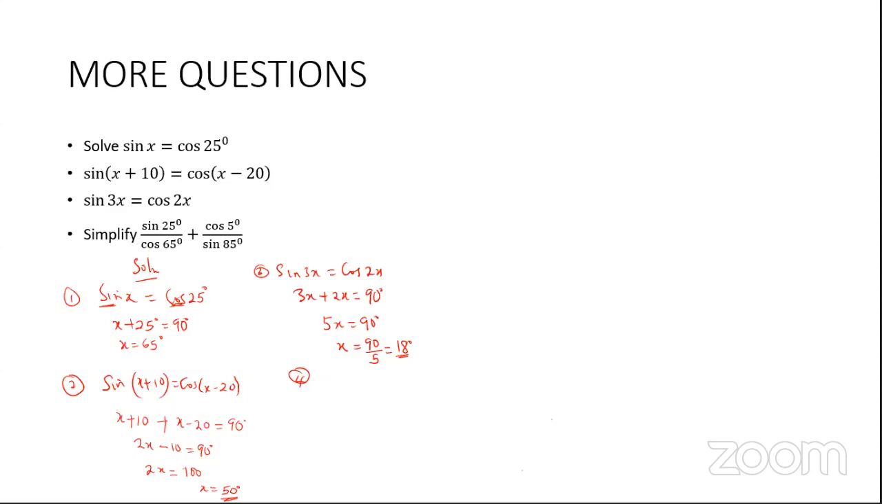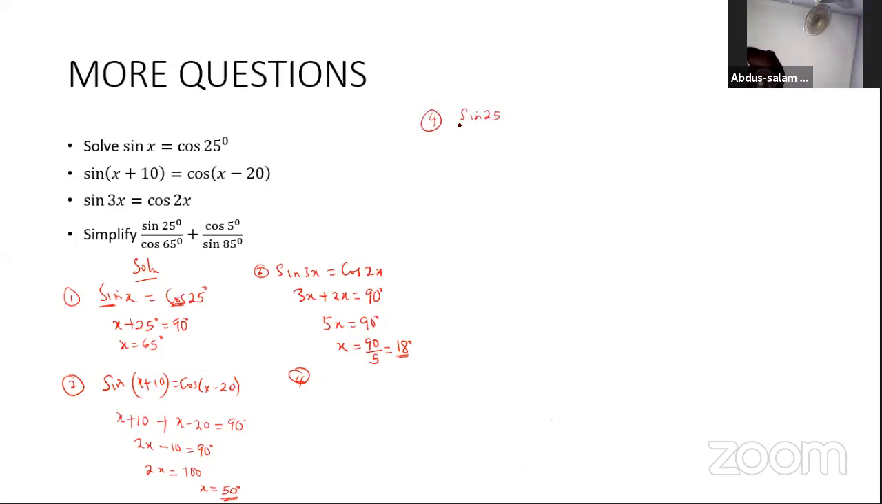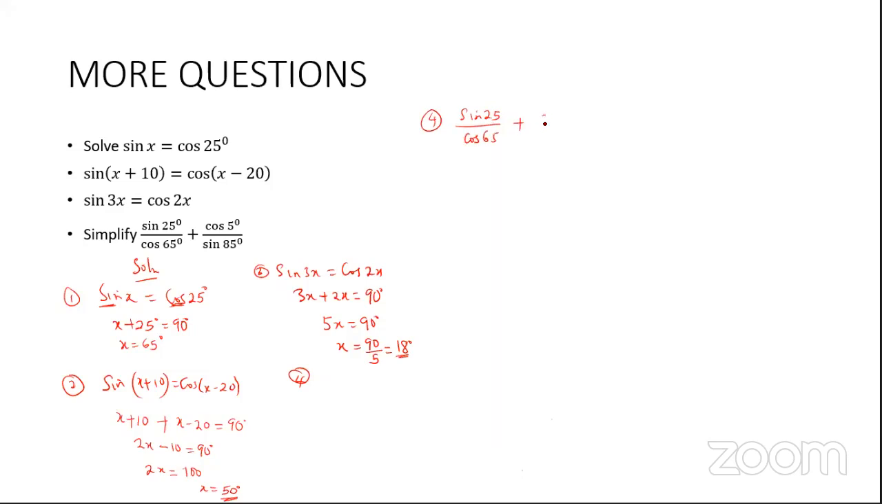Yes, any other idea? What we are trying to say is that, what do you observe? 25 and 65. Okay, let me write the question number 4. We have sine 25 over cos 65 plus cos 5 over what? Sine 85.